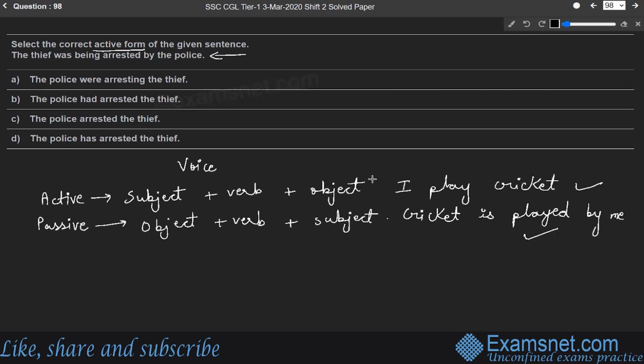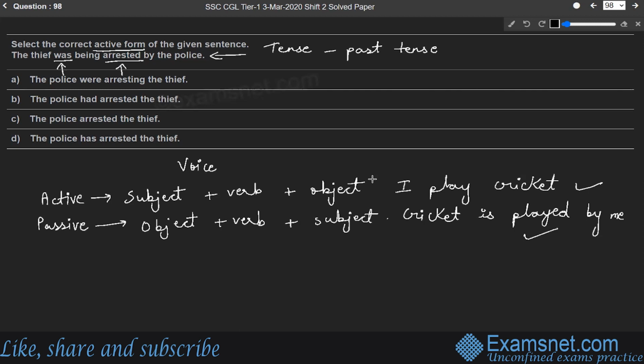If we want to convert this passive voice to active voice, then the first thing that we have to do is understand the tense of the sentence. Can you tell me what is the tense of the given sentence? The tense is past tense. How do we identify a tense? You can see that in this sentence, was is a helping verb and arrested is the third form of the verb. In past tense, was is used and the third form of the verb is also used. So it is a past tense.